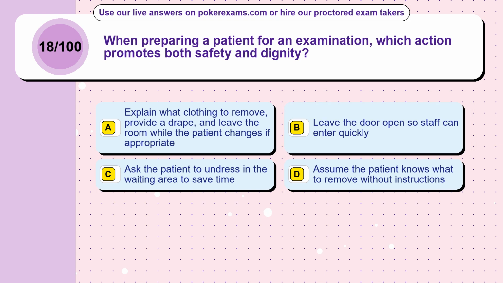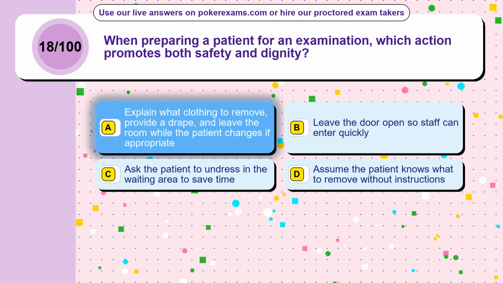Question 18. When preparing a patient for an examination, which action promotes both safety and dignity? Option A. Explain what clothing to remove, provide a drape, and leave the room while the patient changes if appropriate. Option B. Leave the door open so staff can enter quickly. Option C. Ask the patient to undress in the waiting area to save time. Option D. Assume the patient knows what to remove without instructions.